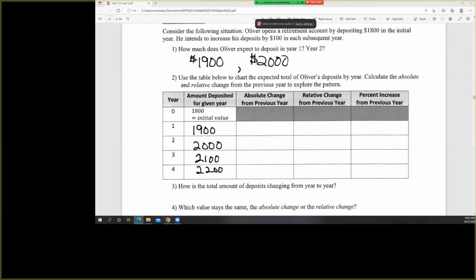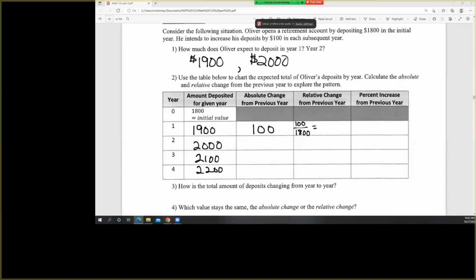So the absolute change from the previous year, that just means we're subtracting. So how much did it change by? Well, how did we even get those numbers, right? We know he was going to do $100 more. And then to find the relative change from the previous year, remember that we would be using 100 over the earlier value, the one right before. So for this one, we're going to do 100 divided by 1800. We're going to leave it as a decimal here and then write it as a percent to the right.